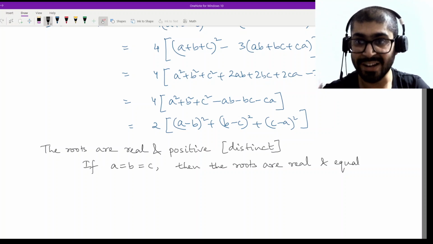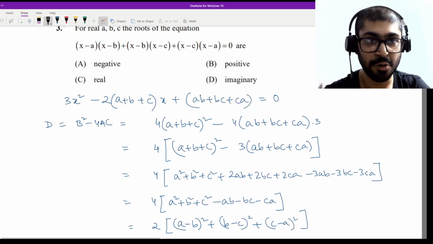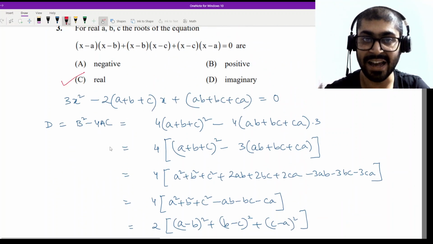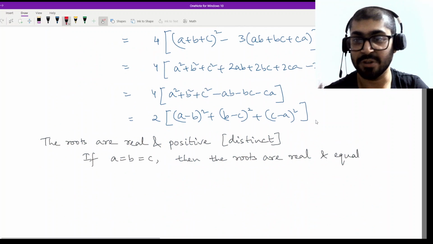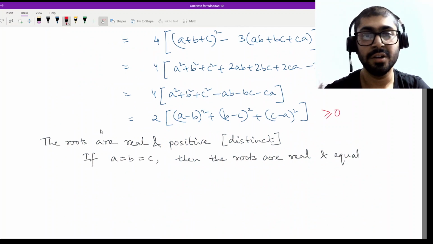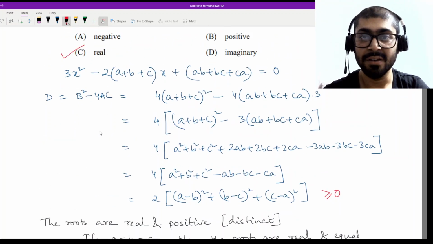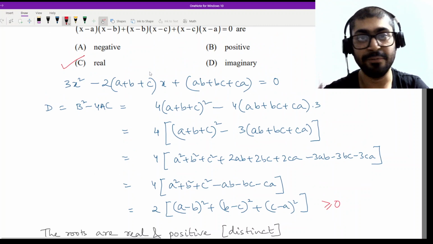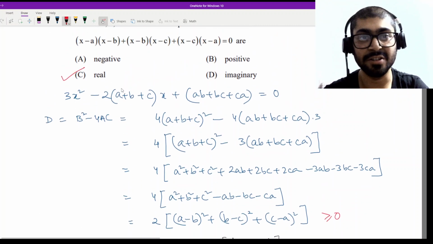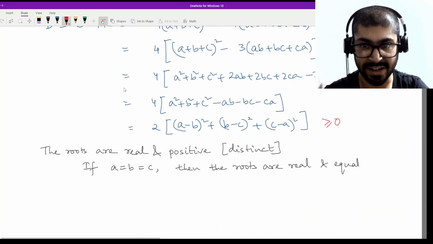Alright, since nothing is said about the magnitudes of a, b and c, the only guaranteed answer here will be that the roots are real. And why is it guaranteed? Because the discriminant is always greater than or equal to 0. So even if the roots are equal, they will be real. Alright, negative or positive we cannot decide because the values of a, b and c will decide that.